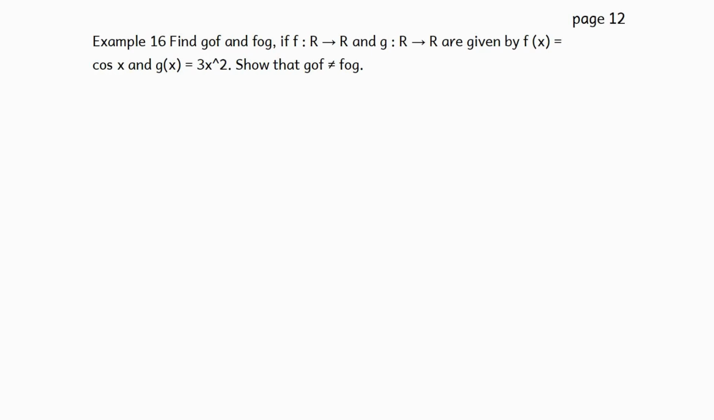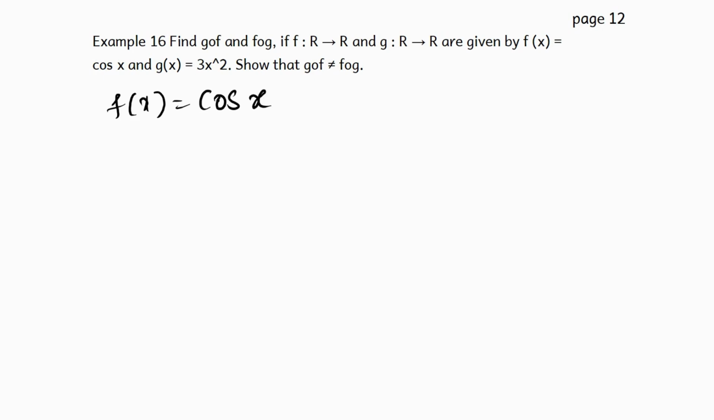Example number 16. Find g composition f and f composition g, if the functions f and g from R to R are given by f(x) = cos x and g(x) = 3x². Show that g∘f is not equal to f∘g.